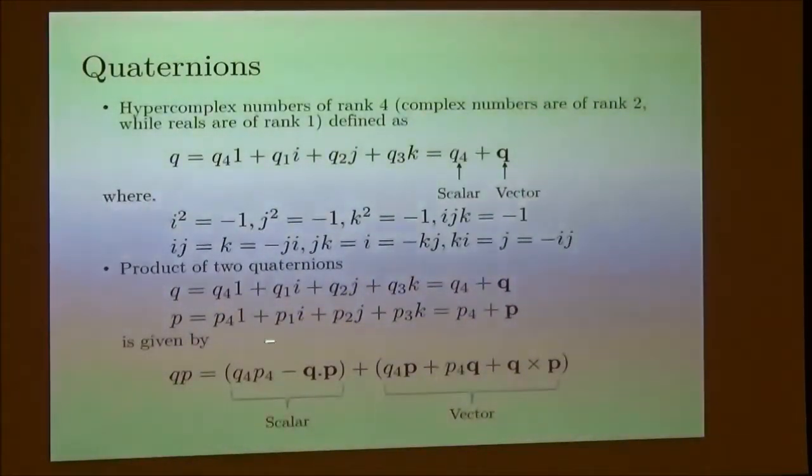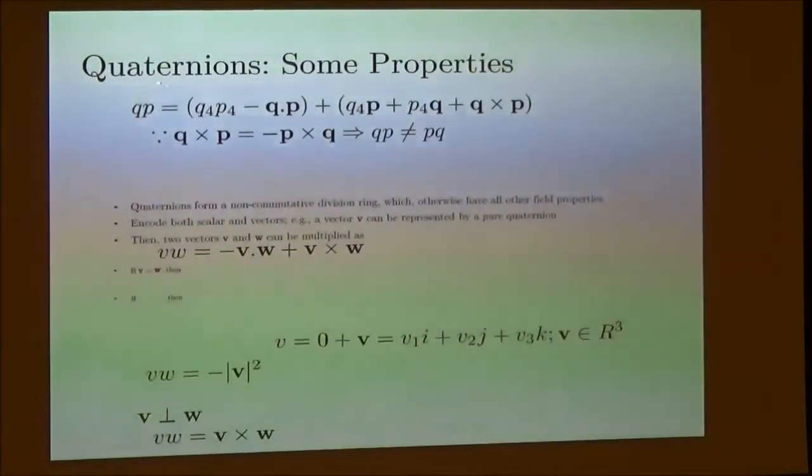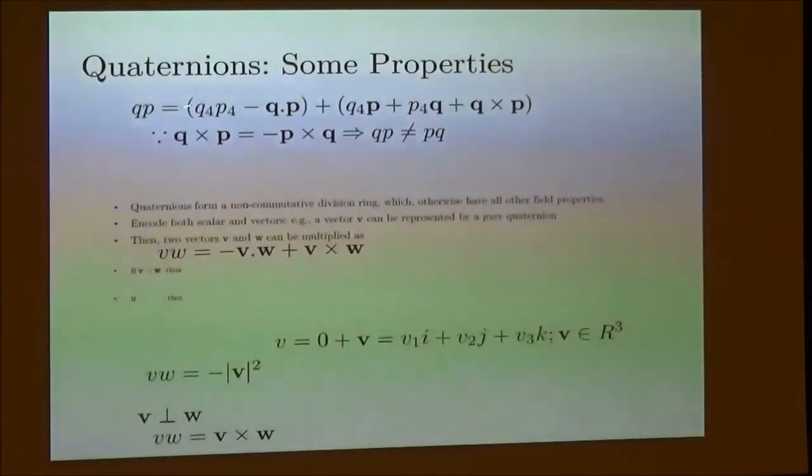Okay, so again, just to reemphasize, we have a scalar part and we have a vector part. Now, one thing to notice in this product, and I'm just rewriting that product, is that the multiplication of quaternions does not commute. The simple reason behind that is that Q cross P, which is the cross product, is not equal to P cross Q, right? So it's not going to commute. If you change the order, the end result is going to be different. It does not even anti-commute, which means you can't say that QP is equal to minus PQ.